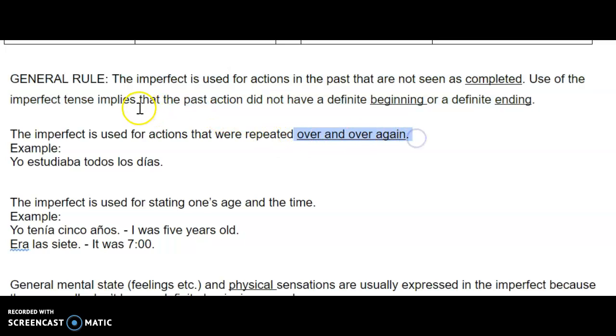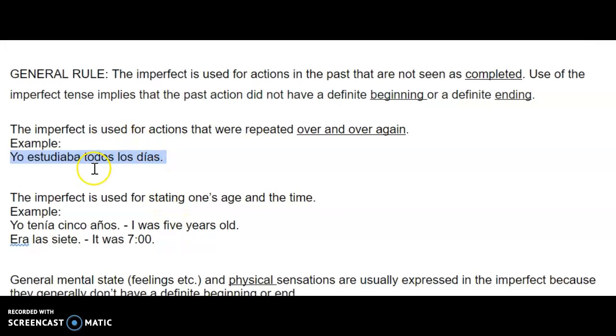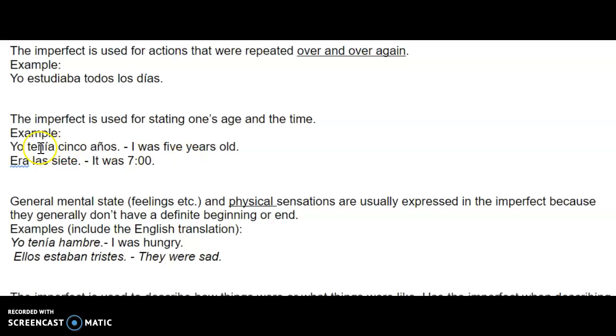So that goes to this one. The actions repeated over and over. So my example here is, yo estudiaba todos los días. I studied every day. Every day, something I did over and over. It's also talking about how old you were. So you say, yo tenía 5 años. Remember we say "I had 5 years" versus "I was." And the time of day, eran las 7.